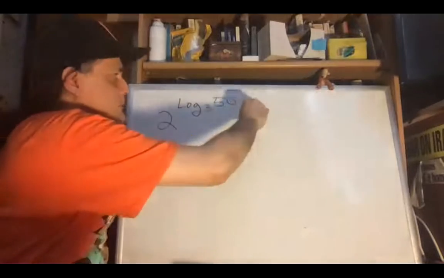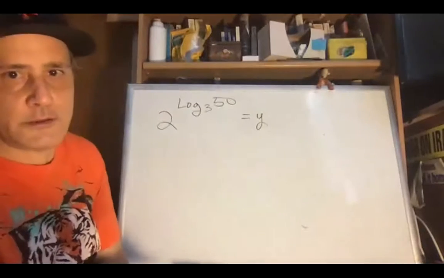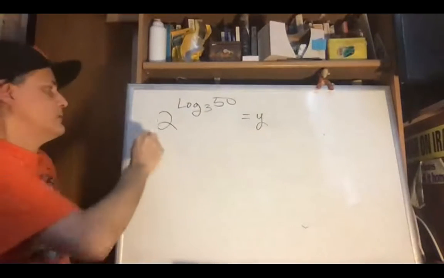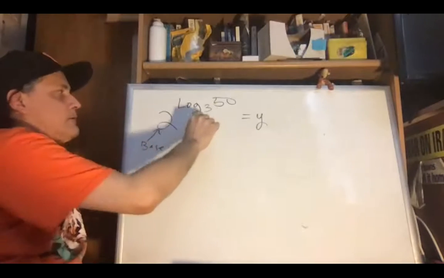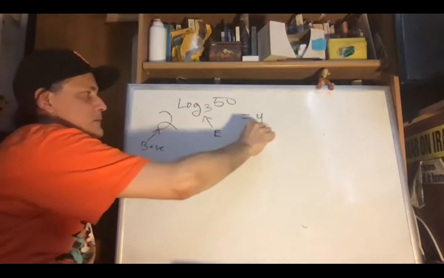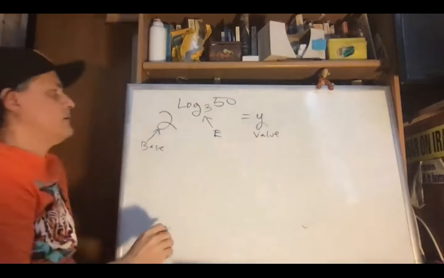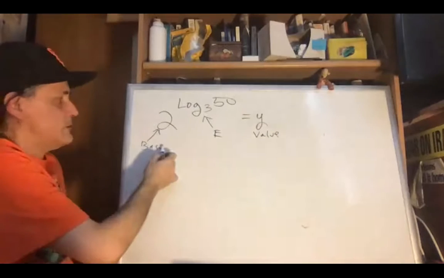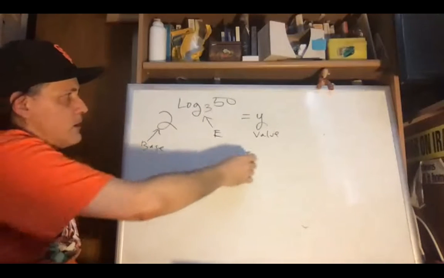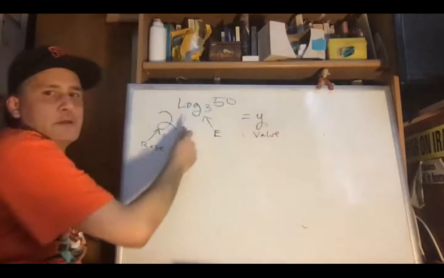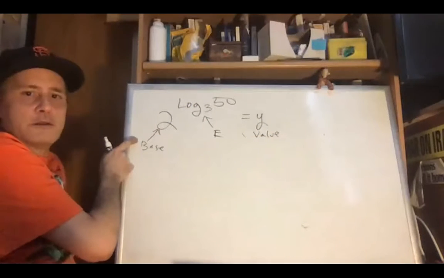Okay, so we'll do the same thing. We'll rearrange this to the logarithm. So the base is 2 here, that's our exponent, and this is the value. So the log of the value is going to equal our exponent. The log is going to be based on 2.